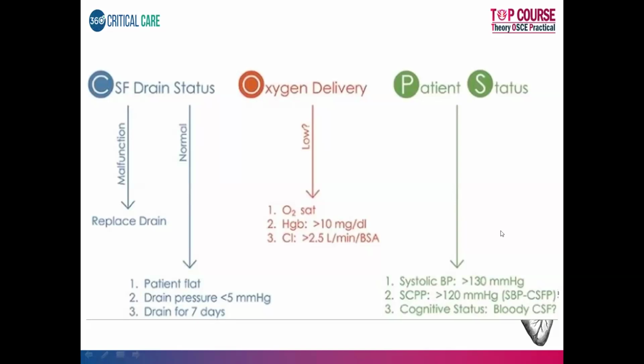Then coming to the patient status, you have to maintain the systolic BP more than 120 after the surgery. Before the surgery, it is 100 to 120. After the surgery, it has to be maintained at more than 130 to maintain the perfusion. And the CPP should be maintained above 120. The cognitive status of the patient has to be seen. And you see whether the CSF has any blood in it.